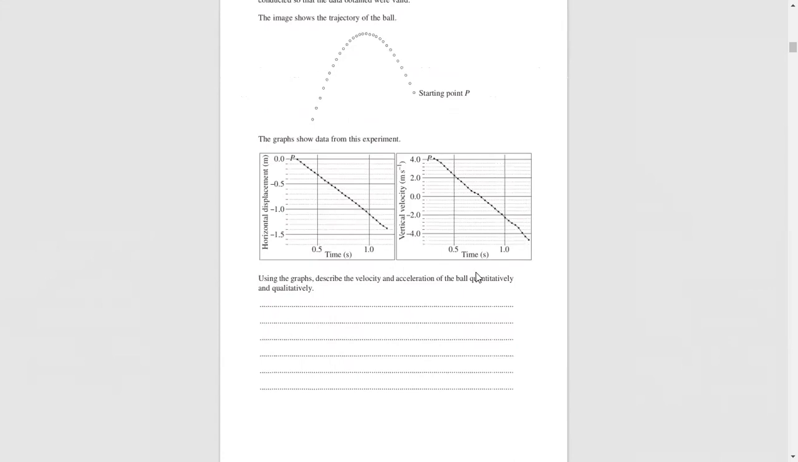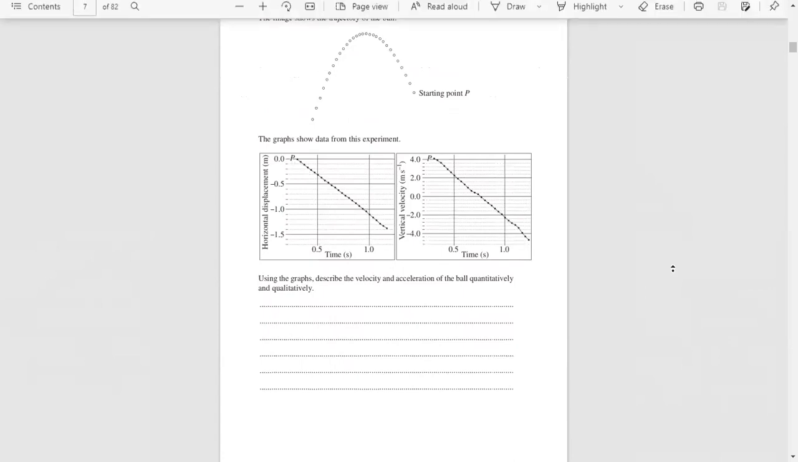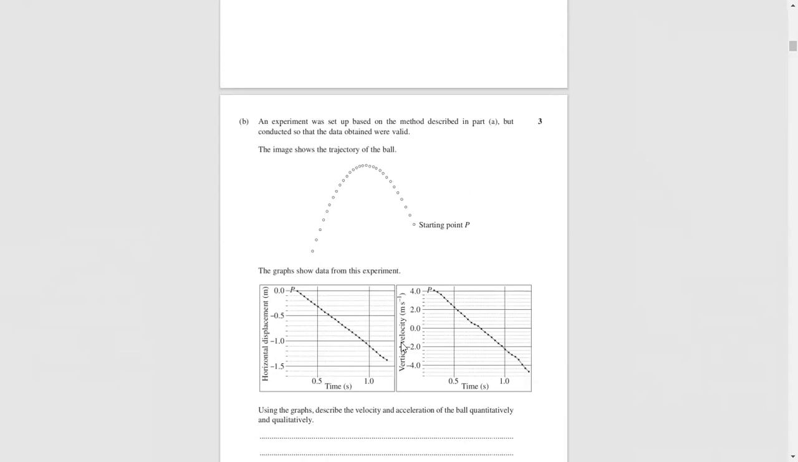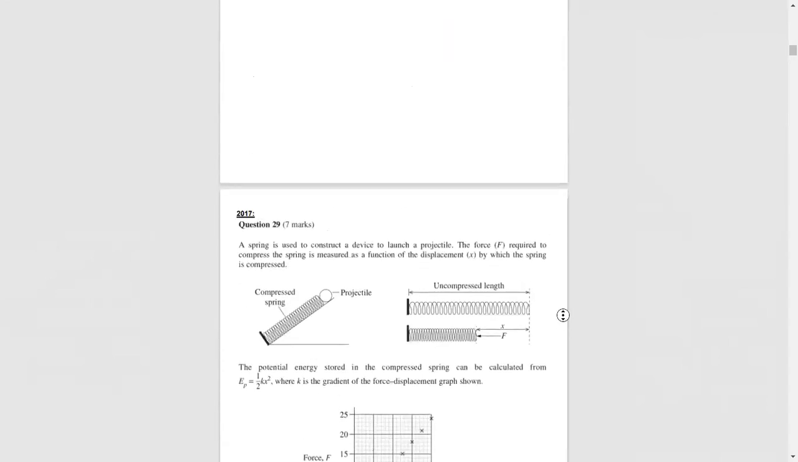Using the graphs, describe velocity and acceleration. Okay, so just very quickly, we know what we expect, but in this case, you've got horizontal displacement. This is a displacement-time graph with a straight line. Of course, the gradient of a straight line is velocity. So this shows velocity is constant. This is a velocity-time graph with a relatively constant gradient. Again, the gradient of a velocity-time graph is acceleration. That shows you acceleration is constant.